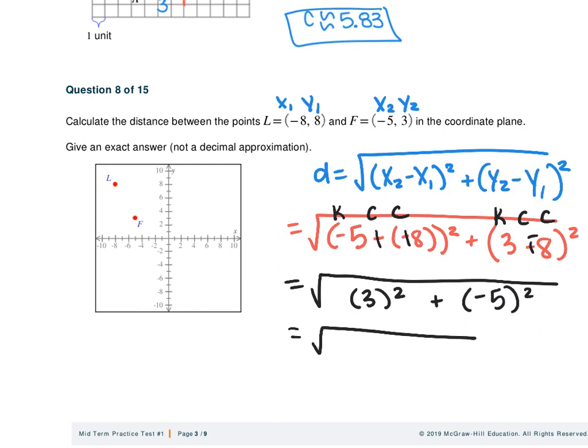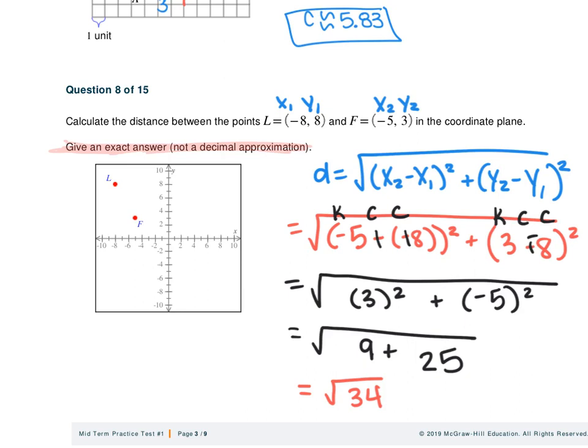Continuing to write my square root symbol. Don't forget to carry that down and write that extra step so that at the end you remember that you need to square root it. So I have 3 squared is 9 plus 5 squared is 25. And then if you see up here, it says for me to give an exact answer, not a decimal approximation. What this exact answer means is that it wants us to leave it in the square root. So 9 plus 25 is going to be 34. So our final answer is root 34.